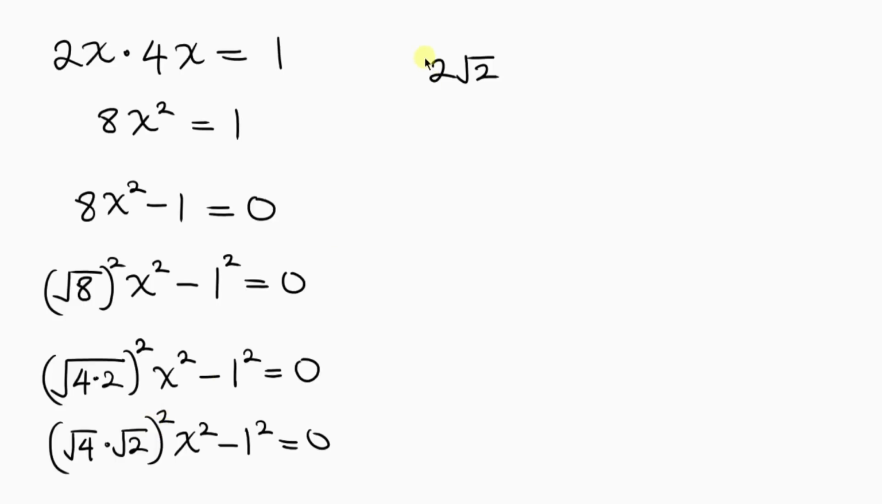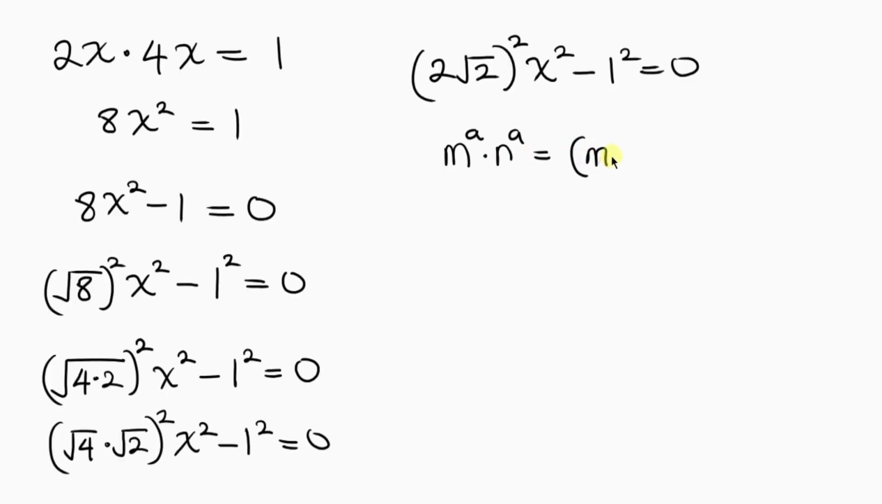This is raised to the 2, so I'm going to be raising this to the 2 times x squared minus 1 squared is equal to 0. Very good. Now our next step will be for us to apply the property of indices that says when I have, for example, m to the a times n to the a, so long as the exponents are the same, I can group them to be m times n to the common power a. Very good. So I'm going to be applying this property to what we have here.